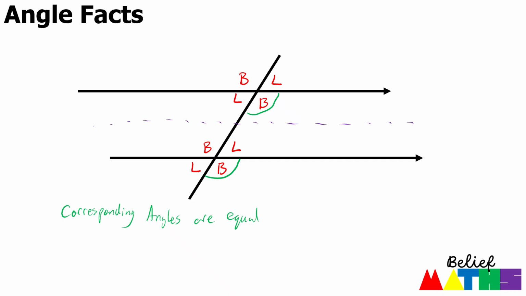The second one you could have is, let's use a different color. Let's say this L here, that's in the top right. And then the opposite of that is the bottom left. So it's in the opposite position. If they're in the opposite position, they're alternate angles, and you can see they're also equal. So opposite position. And then these ones were same position.